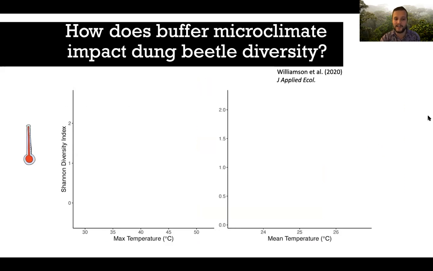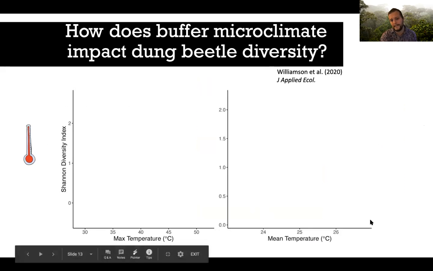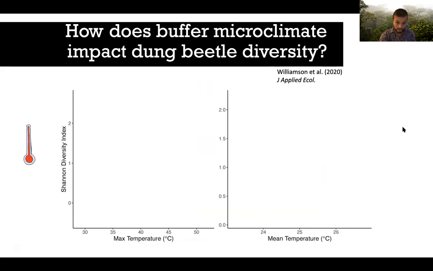Now, when we match this diversity data up with the microclimate data, we can start to see what's driving these diversity patterns in the landscape. What we find here, we've got maximum temperature on the left, mean temperature on the right, going along the x-axis this time. We've got diversity running up the y-axis.